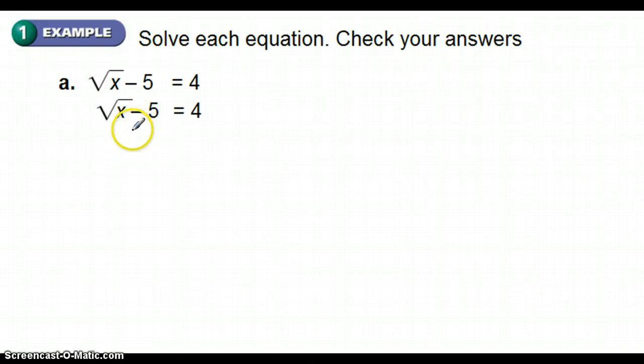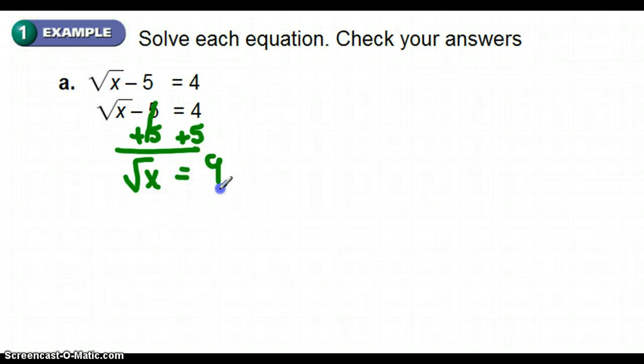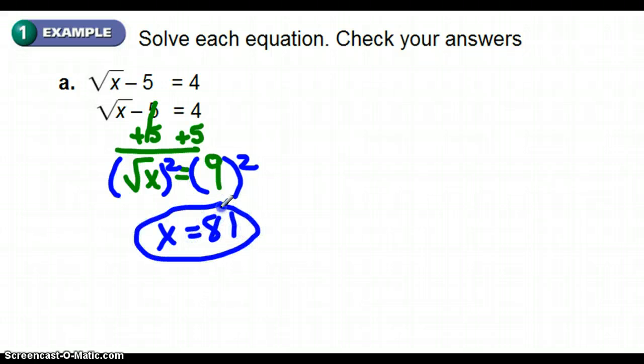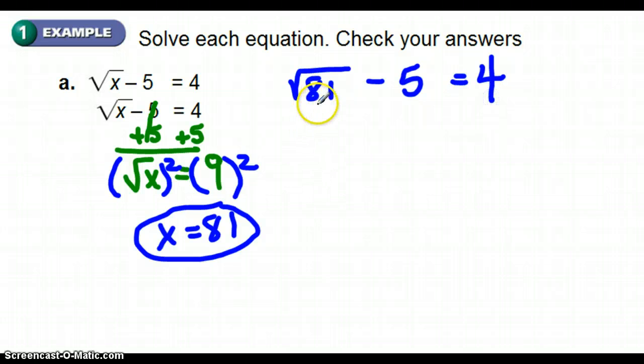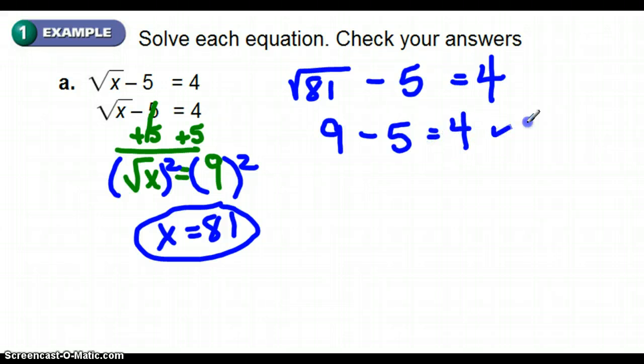Okay, now on this kind of problem, if I want to solve this, remember I've got to get the square root by itself. So add 5 to both sides. So I have the square root of x equals 9. Then square both sides, and I get 81. Now I should be able to go back in here and check it. The square root of 81 is 9, so 9 minus 5 does equal 4, and it checks out.